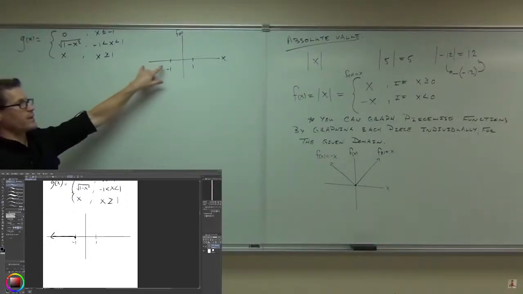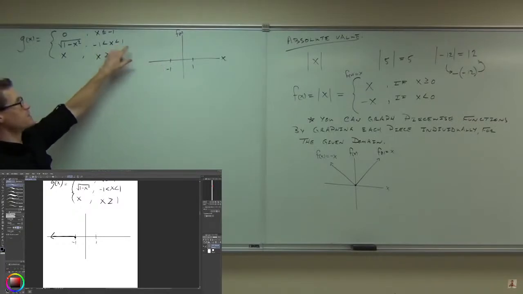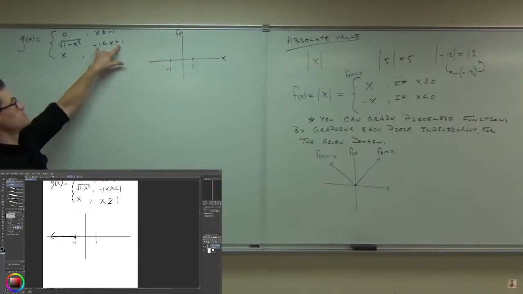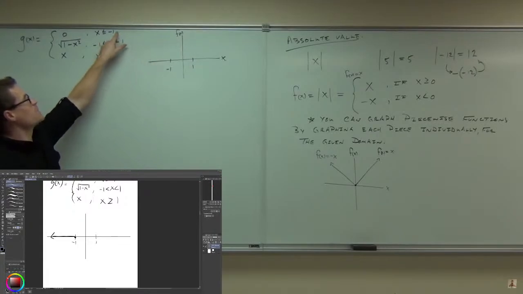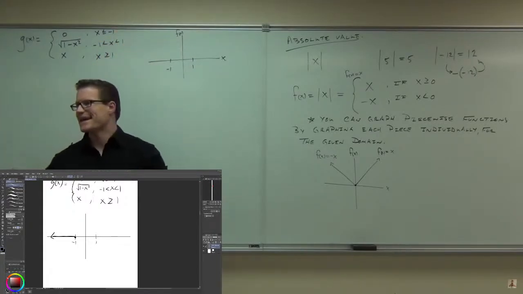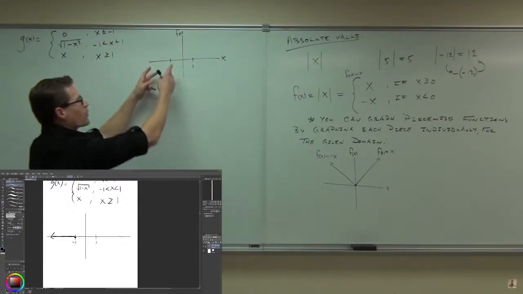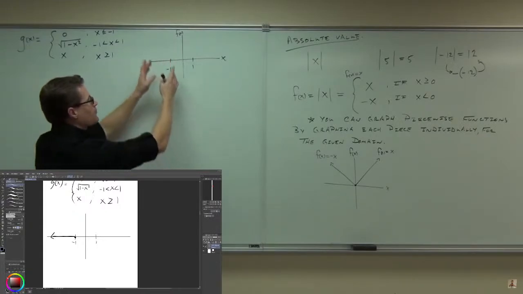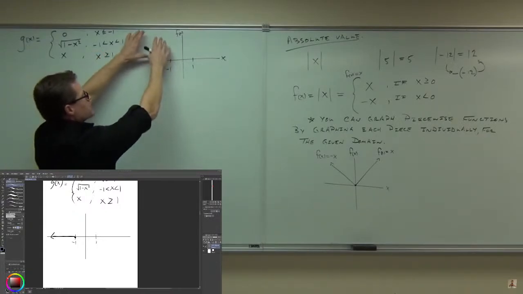So what would it look like? Is it this piece? No, this is bigger than 1. That's the wrong way. Is it this piece? This is between -1 and 1. So we've got to be talking about this piece, and if you look at it, it says x is less than or equal to -1. So we know we're this way. What do we have to graph for this piece right here?